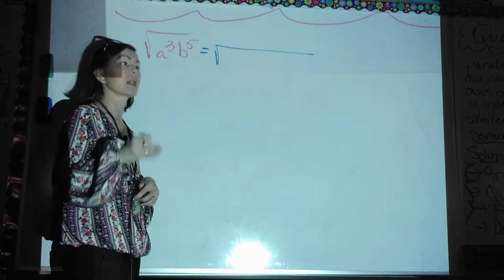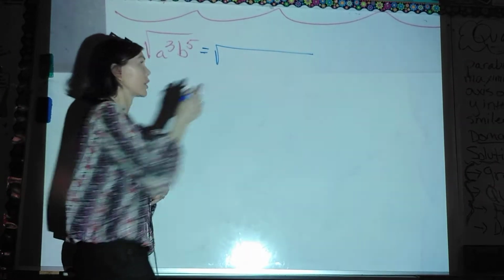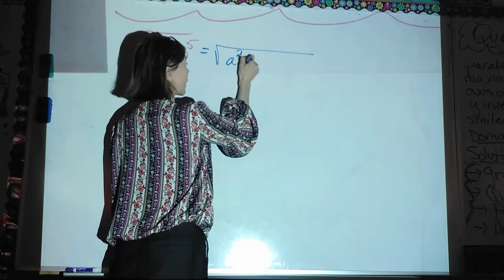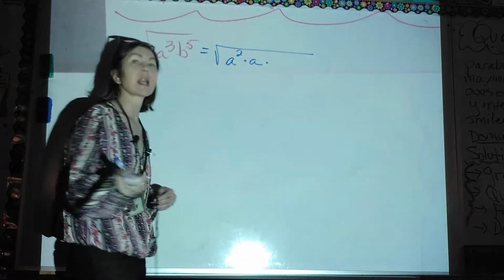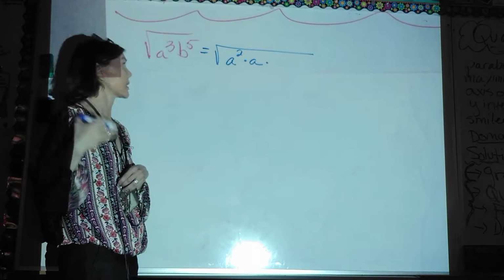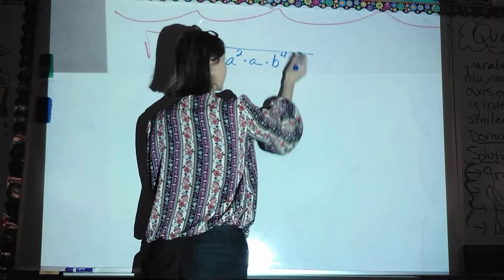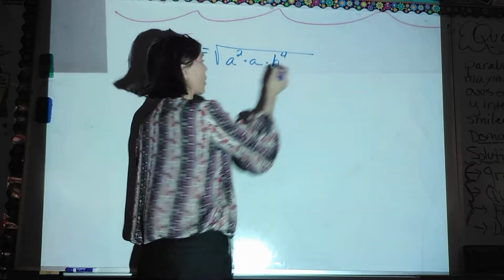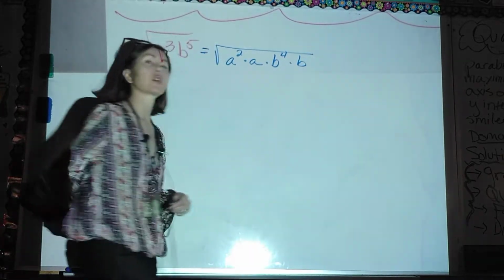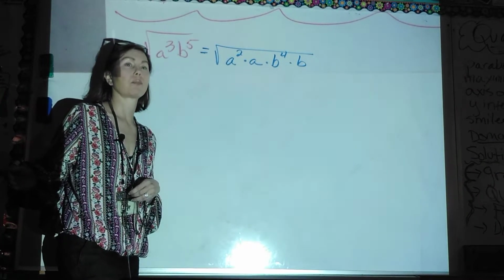Okay? So what times what gives me a to the third? You guys should be writing a squared times a. Right? And what times what gives me b to the fifth? Well, it's going to be the highest even exponent times the leftover. Do you see what I just did?